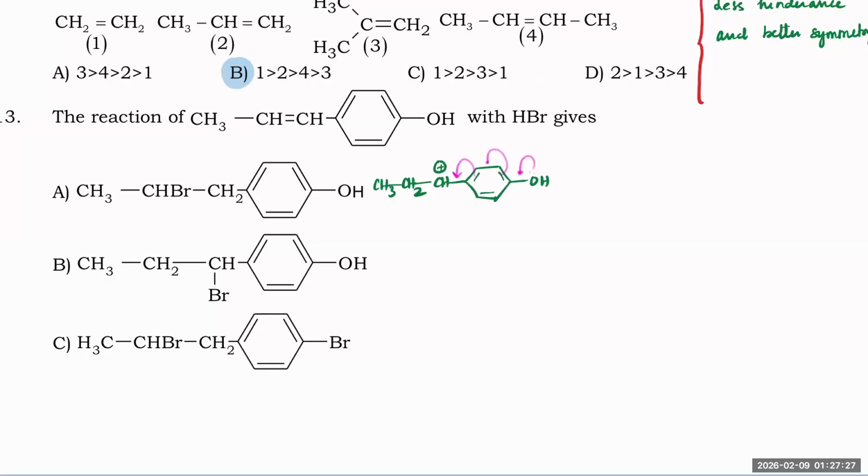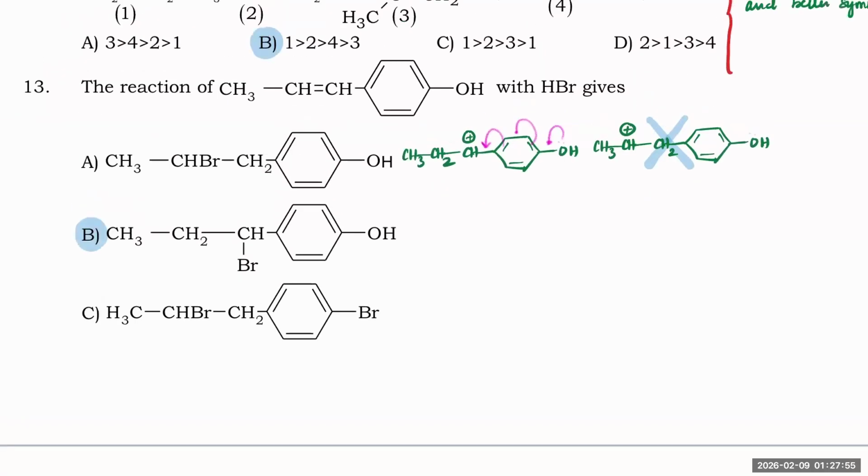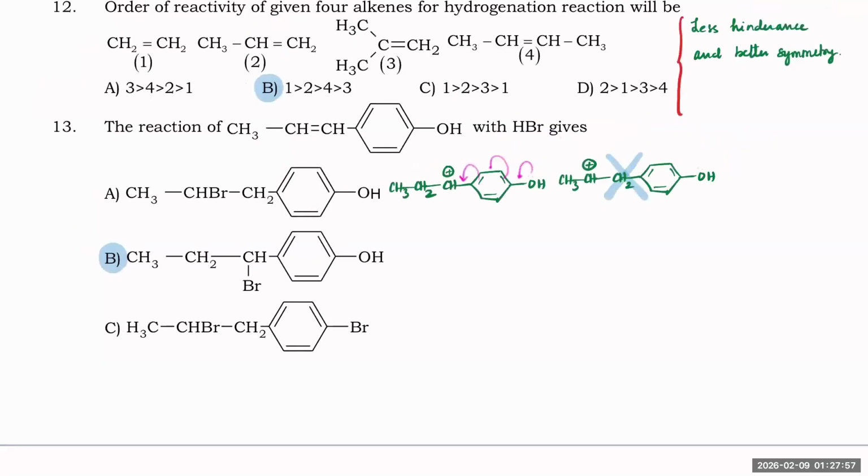But on the other hand, if the positive charge is away from it, like this, I'll remove this part. Check out, if CH2 is here and the positive charge is here, then benzene is of no help now. Benzene's resonance is not helping here. So this is a less stable carbocation. So you need to check in this direction. If Br is added in this direction, the answer would be B. Br will get added at the benzyl position.